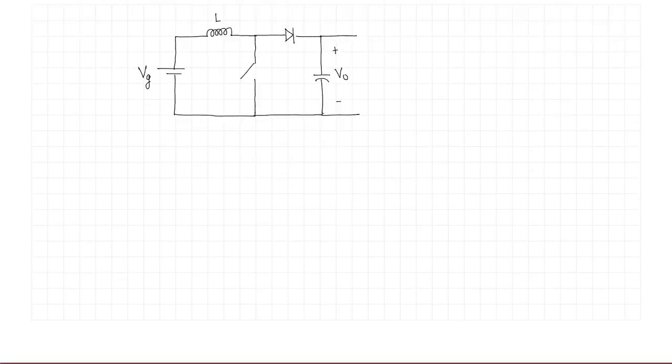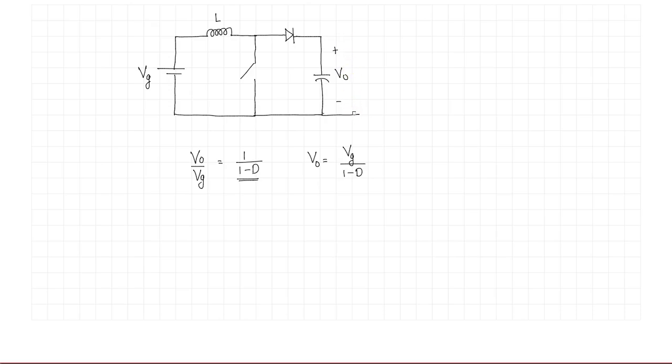Now we know that for this circuit, assuming continuous conduction mode, VO by VG is equal to 1 by 1 minus D. This is the relation for the output voltage as long as your inductor has a continuous current flowing through it. Or you could say that the output voltage VO is equal to VG divided by 1 minus D.